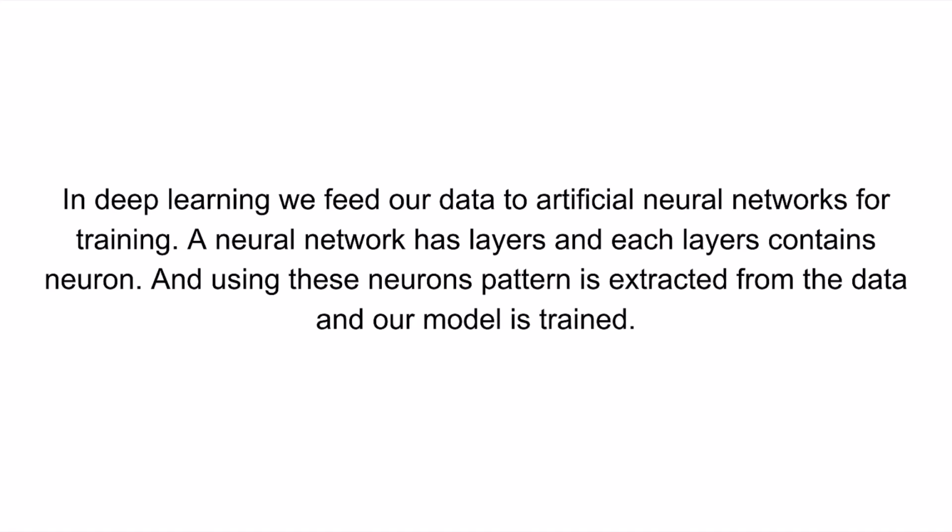So in deep learning, we feed our data to an artificial neural network for training. And a neural network has layers, and each layer contains neurons. And using these neurons, pattern is extracted from the data and our model is trained. So as machine learning is all about pattern finding, in deep learning we extract that pattern using artificial neural networks. And now let's see what a neural network is and how we are going to use it.